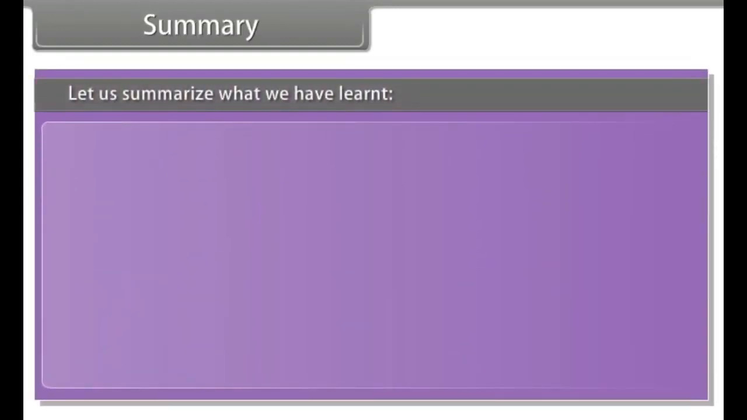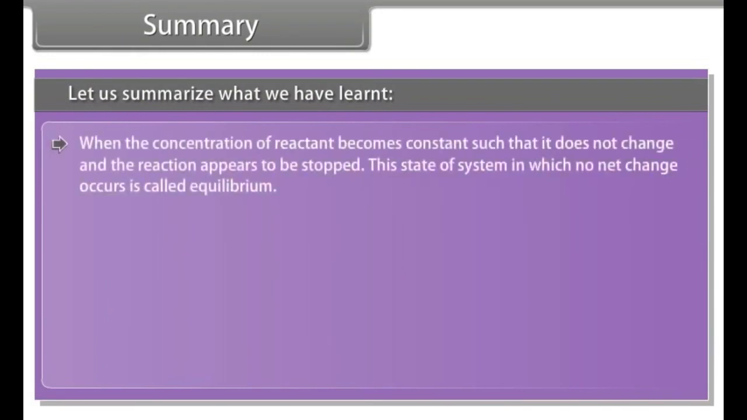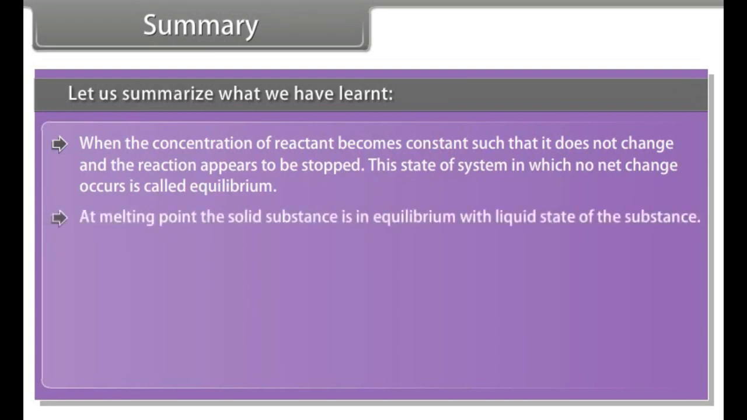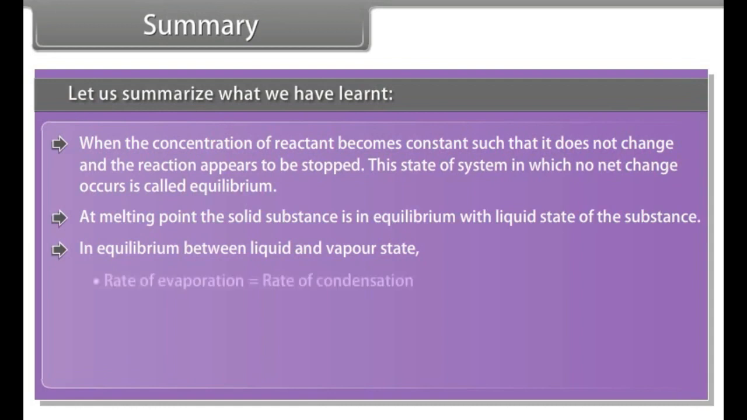Summary. Let us summarize what we have learned. When the concentration of reactants becomes constant such that it does not change and the reaction appears to have stopped, this state of the system in which no net change occurs is called equilibrium. At the melting point, the solid substance is in equilibrium with the liquid state of the substance, and there is equilibrium between the liquid and vapor states. The rate of evaporation is equal to the rate of condensation.